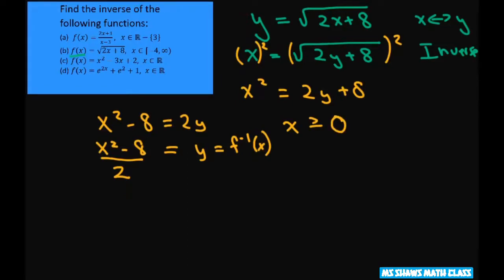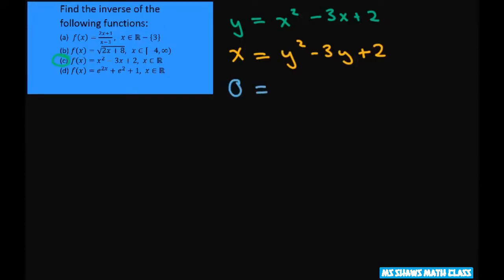All right. Now for the next one, this one's the hard one. So you write y equals x squared minus 3x plus 2. All right. Interchange your x and your y's. And to solve for y, we're going to have to use the quadratic formula. For some of you this will be a little different, but we set this to 0 by subtracting x from both sides.